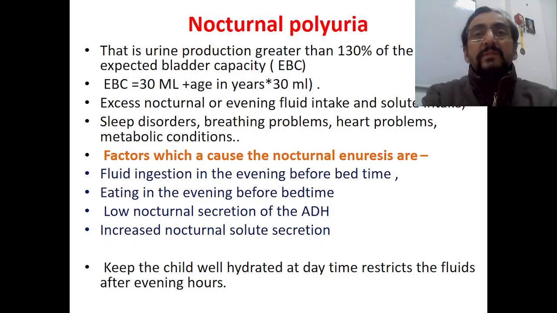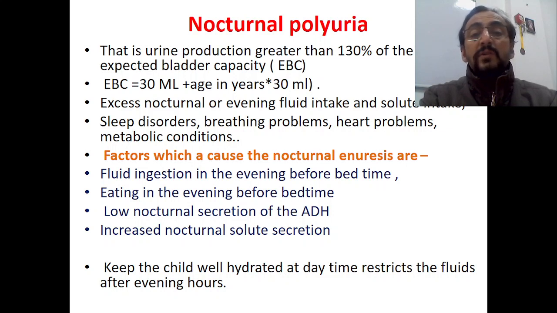Another important cause which is considered in Shayya mutra is nocturnal polyuria. Nocturnal means night, polyuria means passing of excess urine. That is, urine production is greater than 130% of the child's expected bladder capacity. Expected bladder capacity is 30 ml plus age in years into 30 ml. This is the expected bladder capacity. And sometimes because of some problems, there will be more production of urine than expected, 130% more.